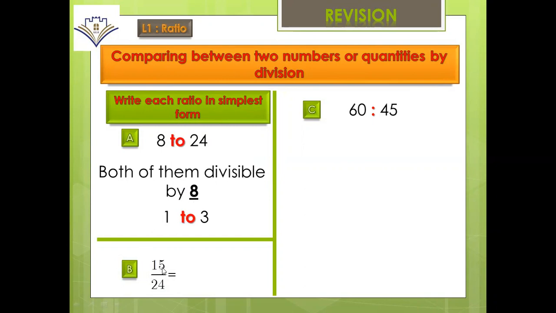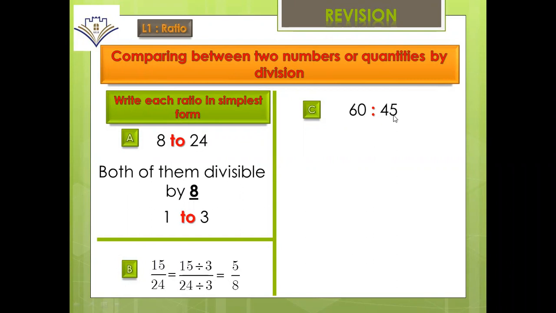Letter B. 15 to 24. Both of them are divisible by what? 3. Why should we say so? Because 1 plus 5 equals 6, and 6 is divisible by 3, and 2 plus 4 equals 6, and 6 is divisible by 3. Then both of them are divisible by 3. 15 divided by 3 equals 5, and 24 divided by 3 equals 8. Then this is the simplest form.